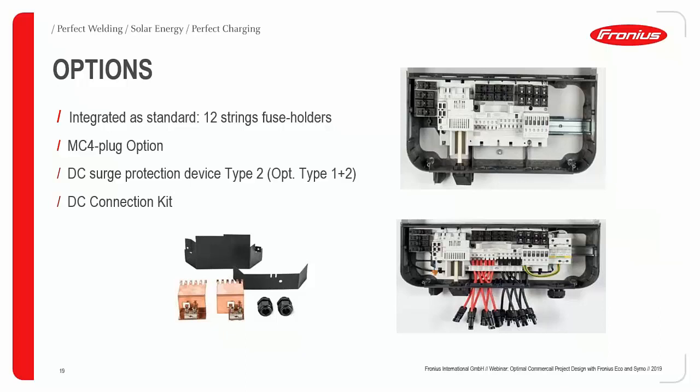Then there is another option, the MC4. Our big housing inverters, Eco 25 and 27, and the SIMO 10 to 20 kilowatt have free space inside on the DIN rail. Here you can see the DIN rail to fix the DC surge protection device. If the cable cross section is higher, meaning more than 16 mm square, then you can use the DC connection kit, which can fix cables up to 35 mm square.